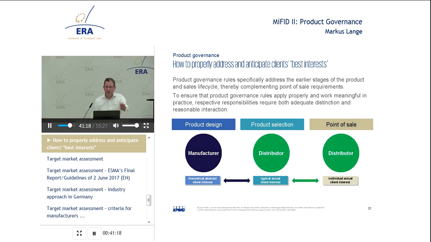And what I've put as the individual actual client interest at the point of sale, which you can call the suitability or appropriateness test, this could be anticipated in a more typical way by typical actual client interest. You could try to aggregate, anticipate, and then as a distributor, you would match this with the things you get from the product manufacturer. So far the theory. What is the practice?